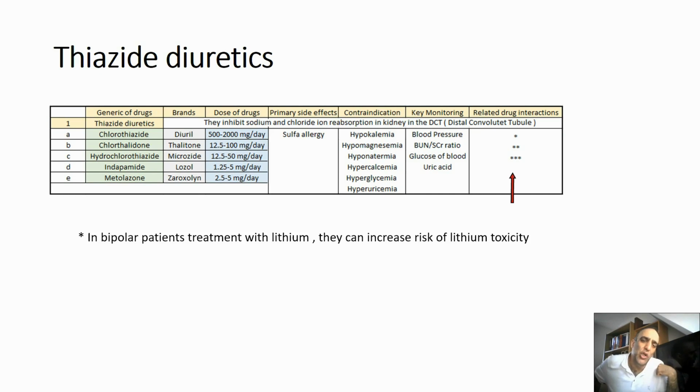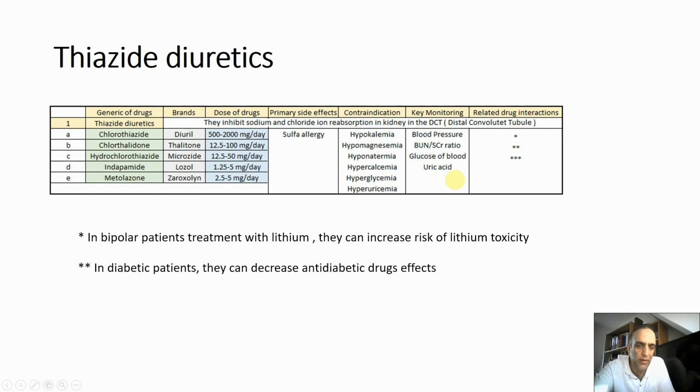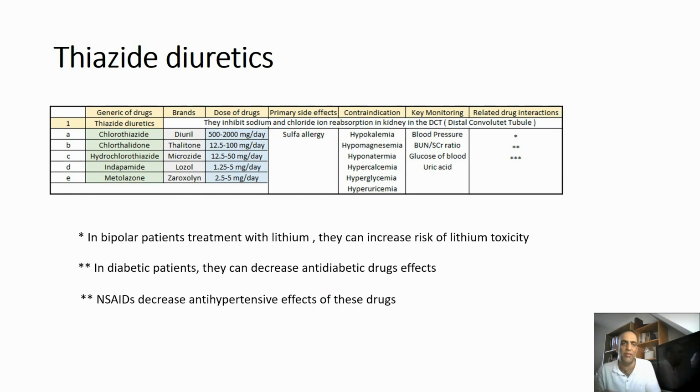And in the last step, drug interactions. We know in a bipolar patient, the person uses lithium. If the patient has a bipolar problem and uses lithium, thiazides can increase the risk of lithium toxicity. In this situation, we have to decrease the amount of lithium. In diabetic patients, as I mentioned, they can decrease the anti-diabetic drug effect. Also, non-steroidal anti-inflammatory drugs decrease the anti-hypertensive effect of these drugs. It's very important because sometimes the person also has inflammation and uses non-steroidal anti-inflammatory drugs.